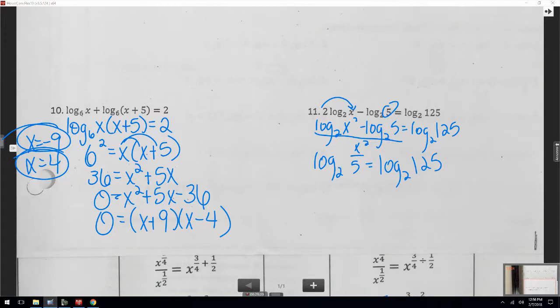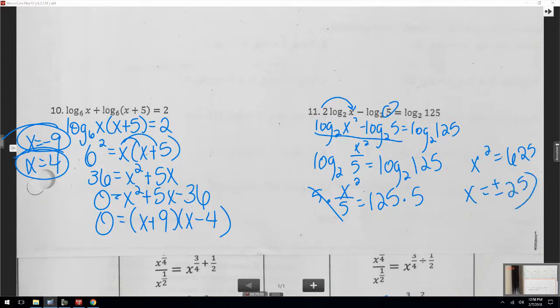All right, you've got a log on both sides, right? So you drop the logarithms and set their pieces equal. It's subtraction. And then we multiply by what? There you go. The 5's cancel. So x squared is equal to, what's 125 times 5? 625. How do you get rid of a square? What's the square root of 625? Plus or minus 25.